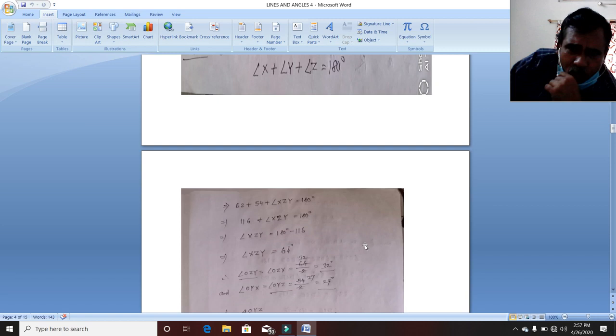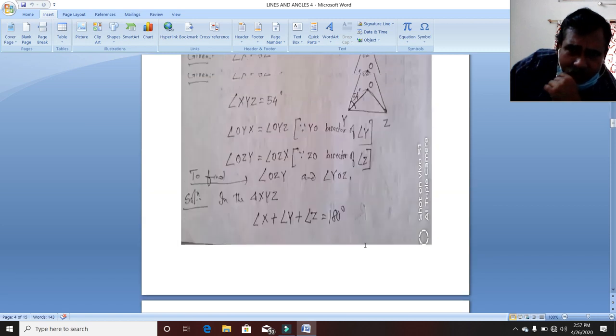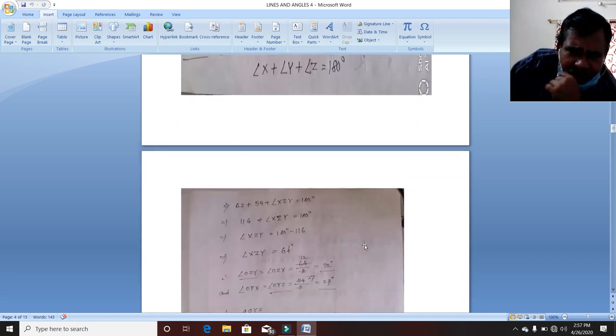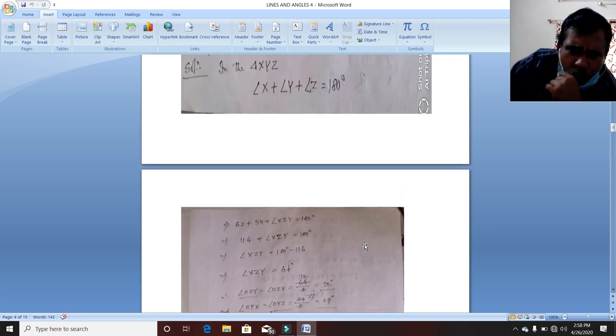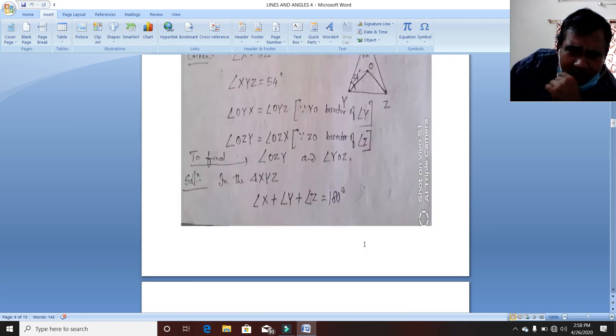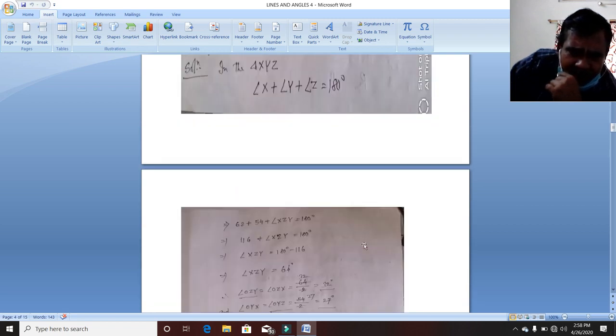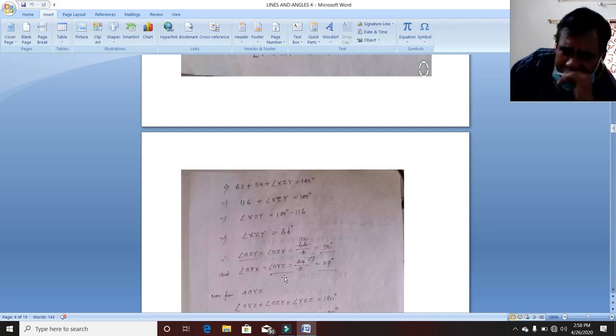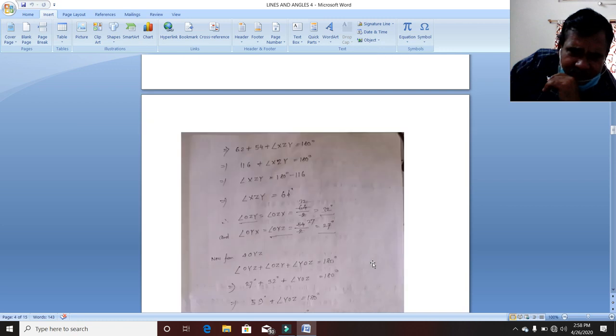Similarly, for the other bisector, what? OYX. For that bisector also, the angle is divided into two parts, so its value becomes 27 degree.